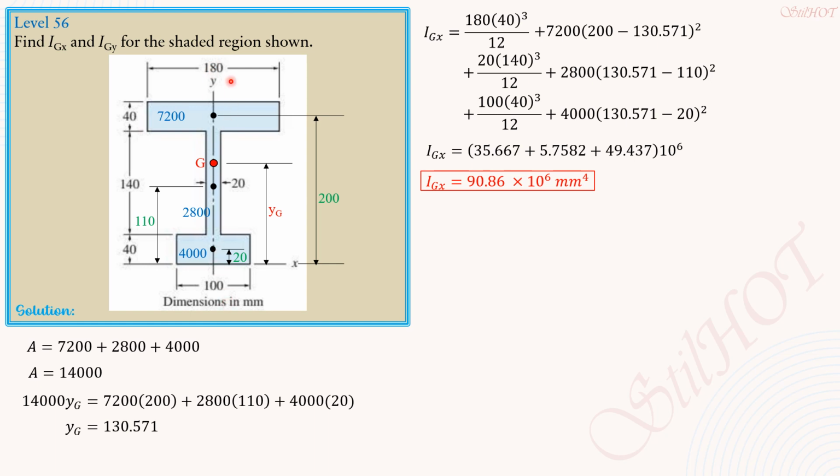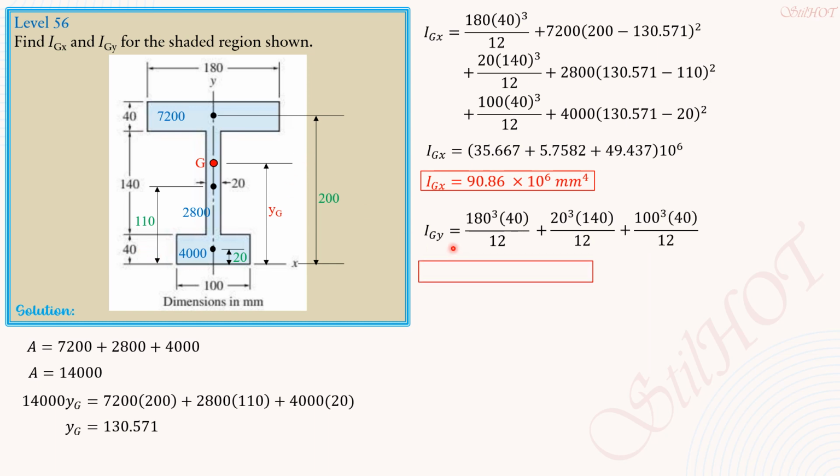IGY, on the other hand, is no problem because all centroids of these three sections coincide with that y-axis. So IGY is actually IY also, and it is just base cube height over 12. So 180 times 40 cube over 12 for this rectangle here, then plus 20 cube times 140 over 12, then plus 100 cube times 40 over 12. Combining, IGY is equal to 22.87 times 10 to the 6 mm to the 4th.